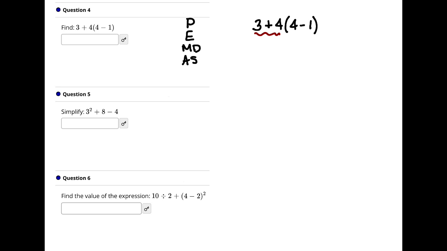It will give you a different answer if you do them in different orders. Okay, so we're going to start with the parentheses by doing 4 minus 1. So 4 minus 1 is 3.